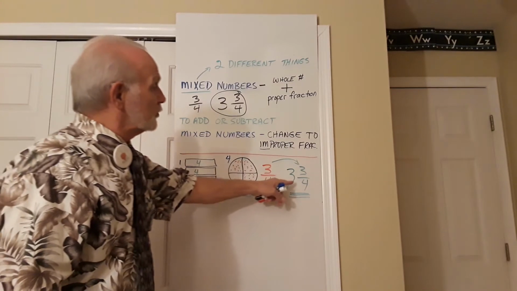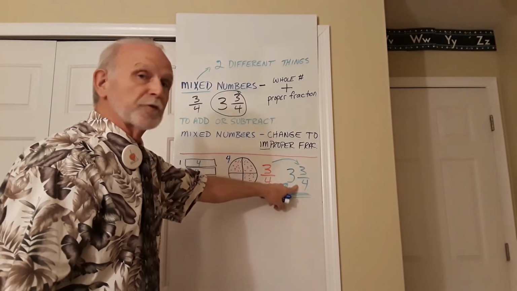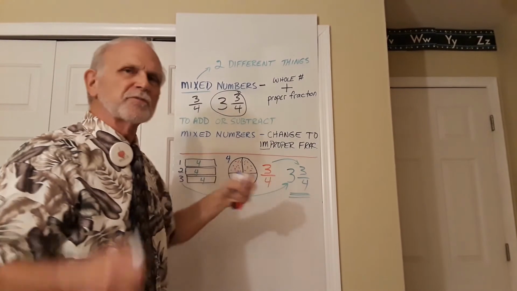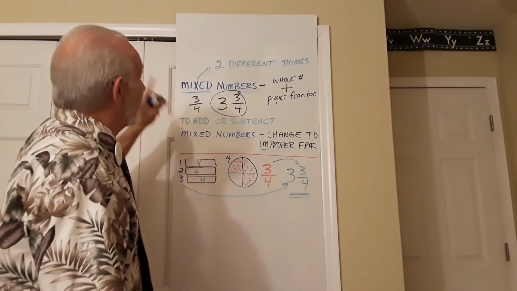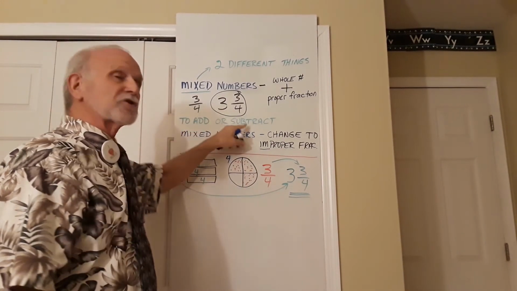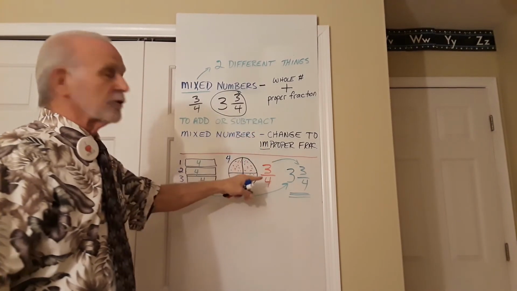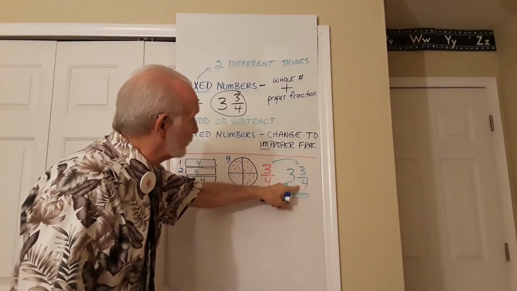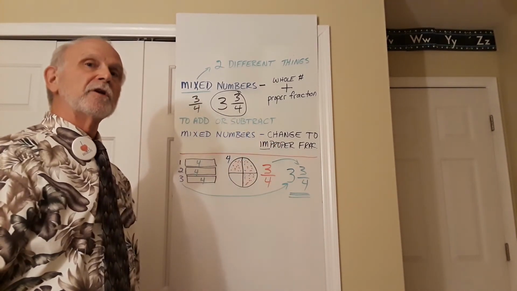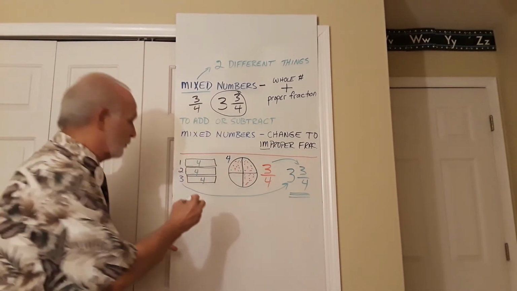Now, if I wanted you, this is fine. This is good. 3 3/4, mixed numbers are beautiful. You're just going to love working with them. However, if we're going to add and subtract fractions, if we're going to add and subtract mixed numbers, it's much easier to turn that mixed number into an improper fraction. And why is that? Well, let me give you a quick example.